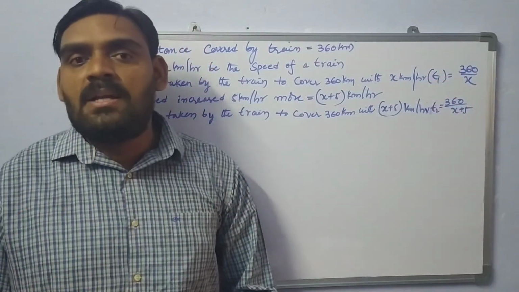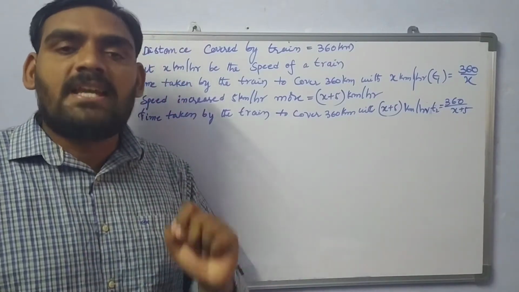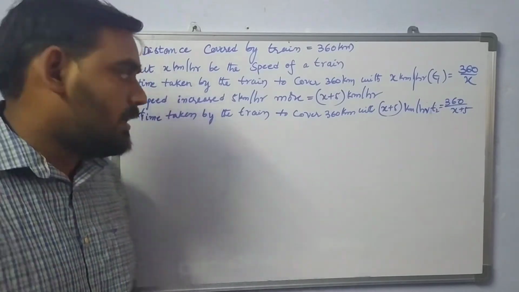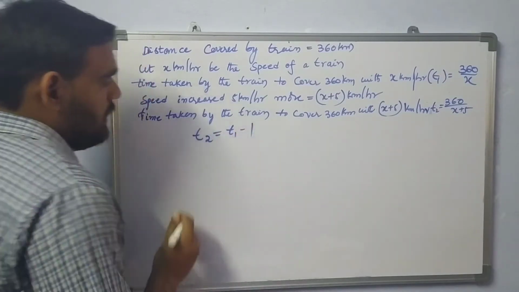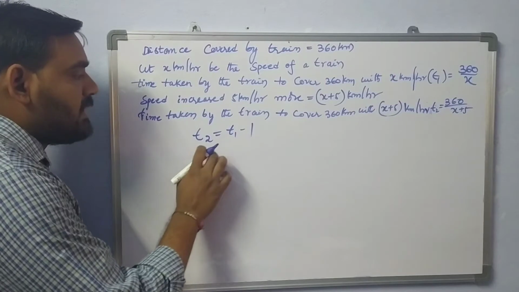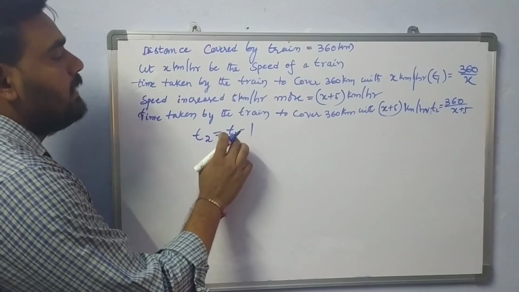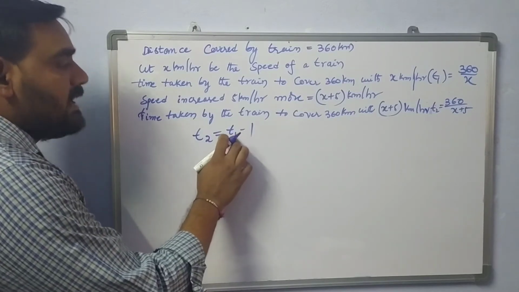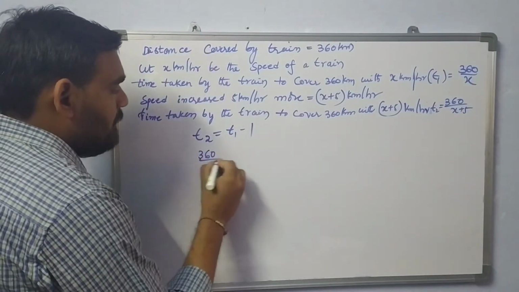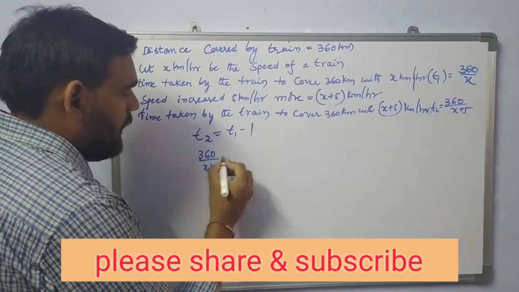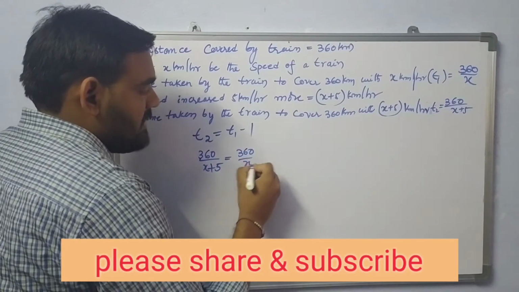According to the problem, what they mentioned, if the speed had been increased 5 km per hour more, it would have taken 1 hour less for the same journey. So we can write this as T2 is equal to T1 minus 1. T2 is nothing but the time taken by the train when the speed has been increased 5 km per hour more. So here T2 is nothing but 360 by x plus 5, is equal to T1, which is nothing but 360 by x, minus 1.